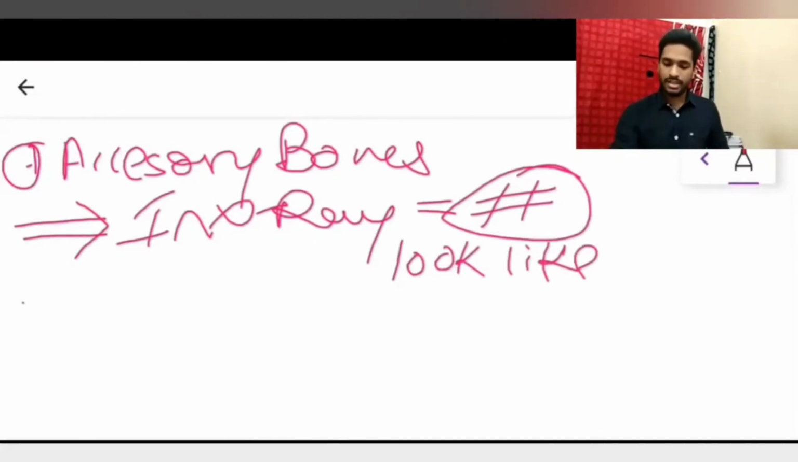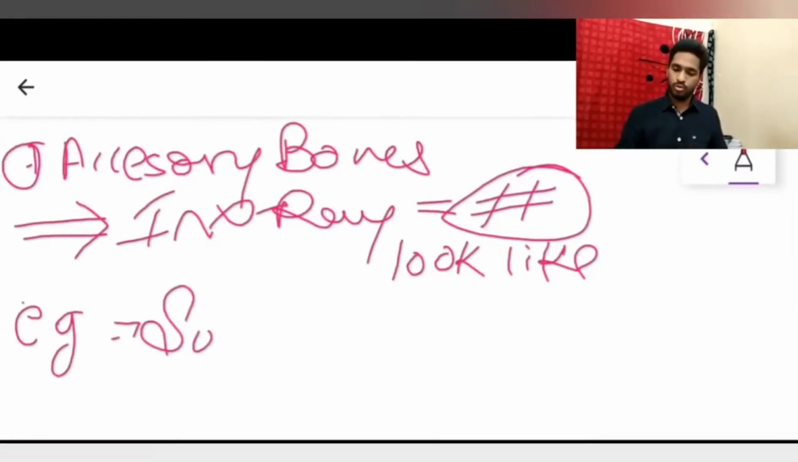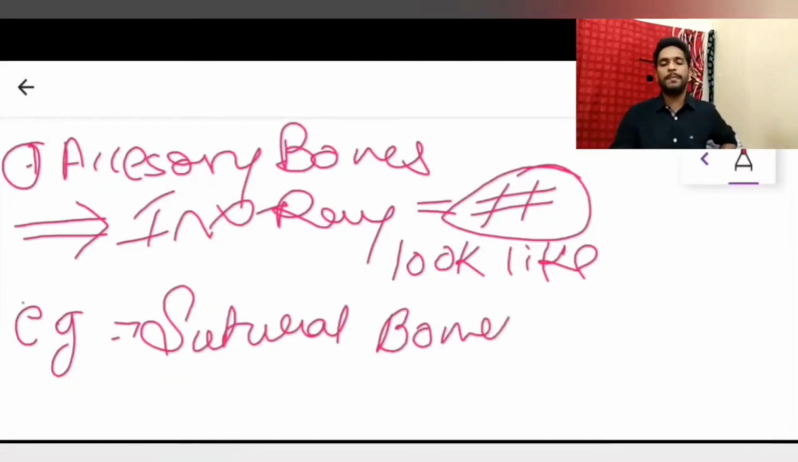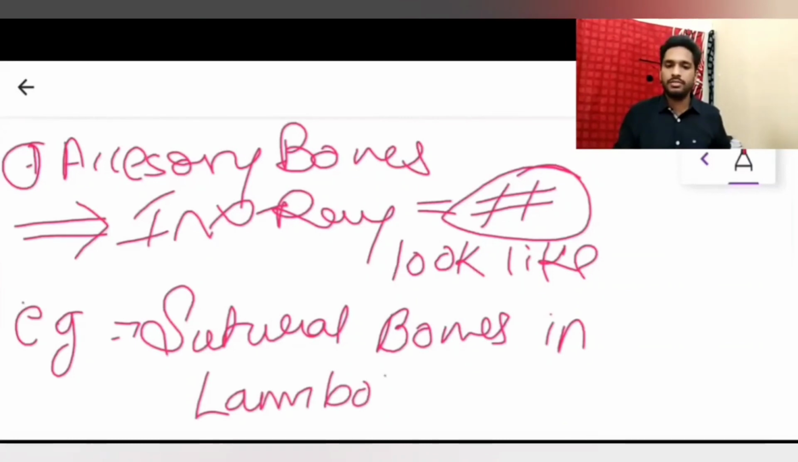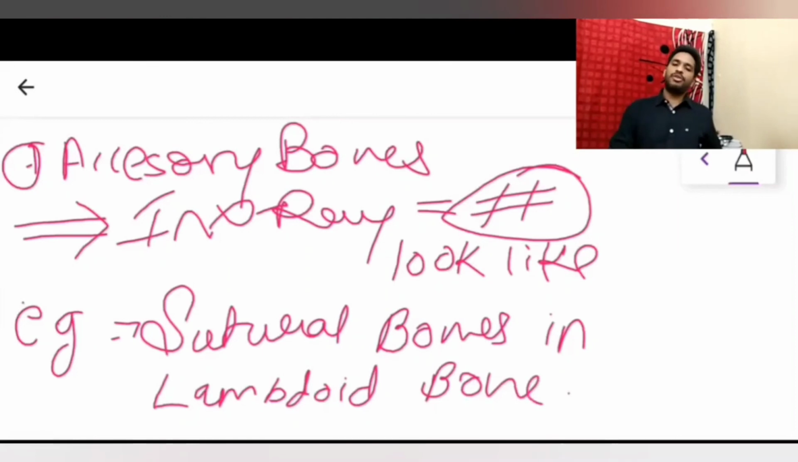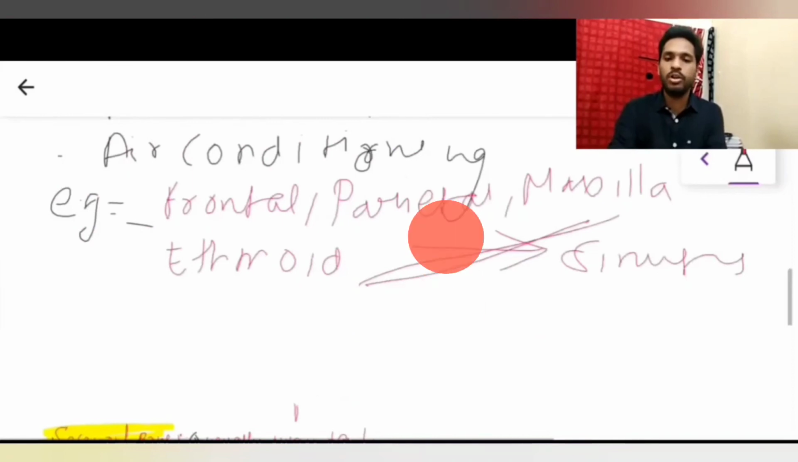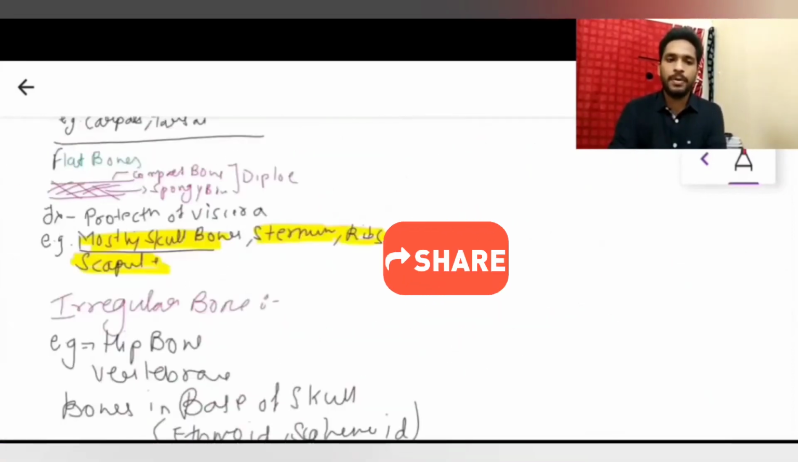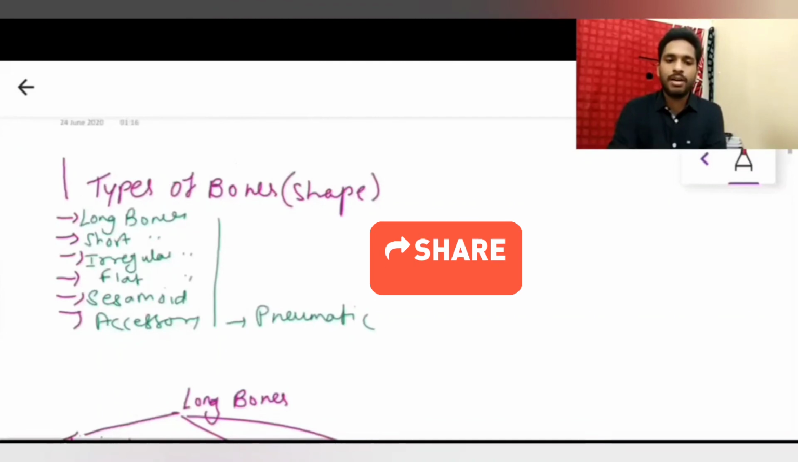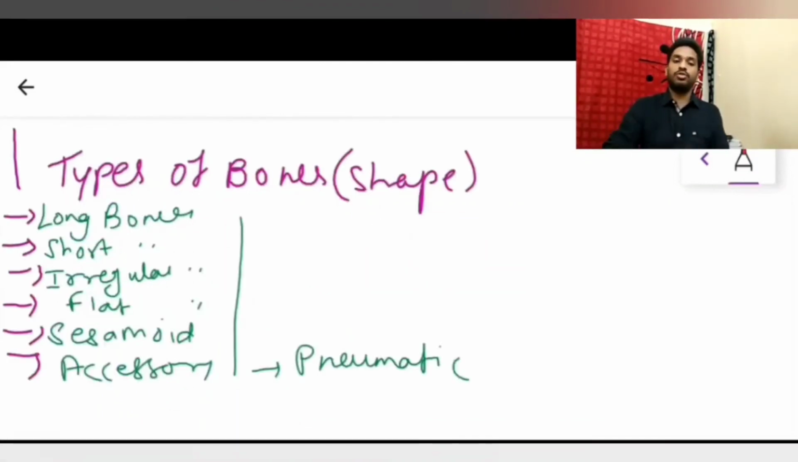Now what next? The example is the sutural bones in the lambdoid suture. So the lambdoid bone, sutural bone, are examples of accessory bone. So these were all the 7 types of bone. Hope you remember it very well and prepare very well, so that whenever next time someone asks you the types of bones, you don't forget it.